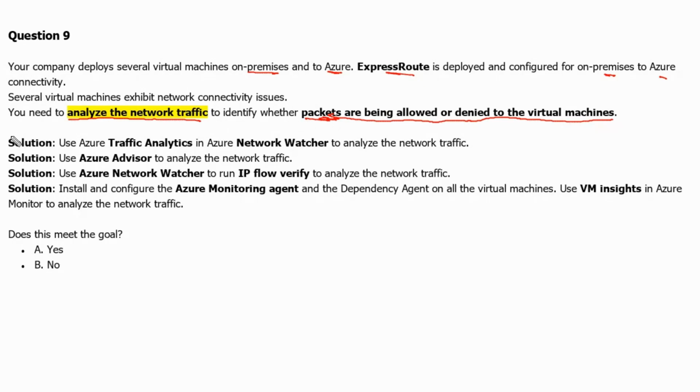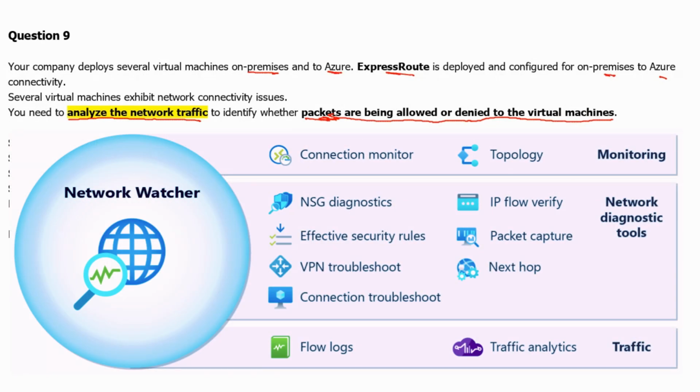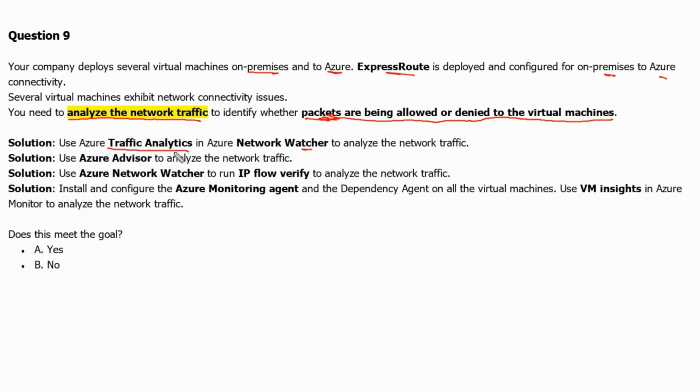There are 4 versions of this question available over the internet. One suggests the solution will be use Azure Traffic Analytics in Azure Network Watcher. So let's understand what is the Network Watcher. Network Watcher provides a suite of tools to monitor, diagnose, view metrics, and enable or disable logs for Azure Infrastructure as a Service resources. The Network Watcher is a combination of multiple tools, and Traffic Analytics is a tool inside Network Watcher. Let's understand what Traffic Analytics can do for us.